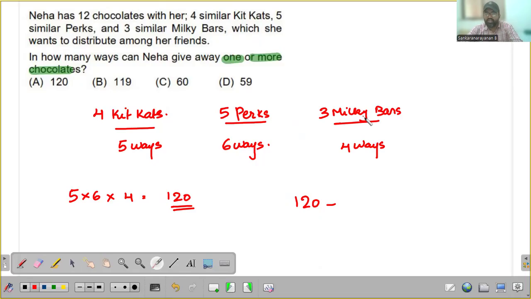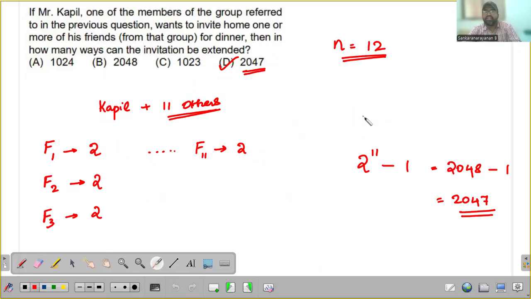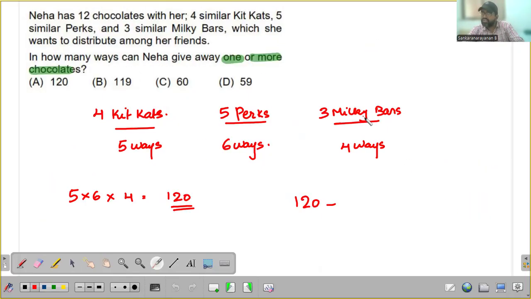Like we saw in the previous question, none of the chocolates getting distributed is not possible, because one or more chocolates are actually getting distributed. So from 120, you subtract this one, and my answer will come here as 119. Looking at the options, we can say option B, it reads 119. So for this particular question, my final answer is option B.